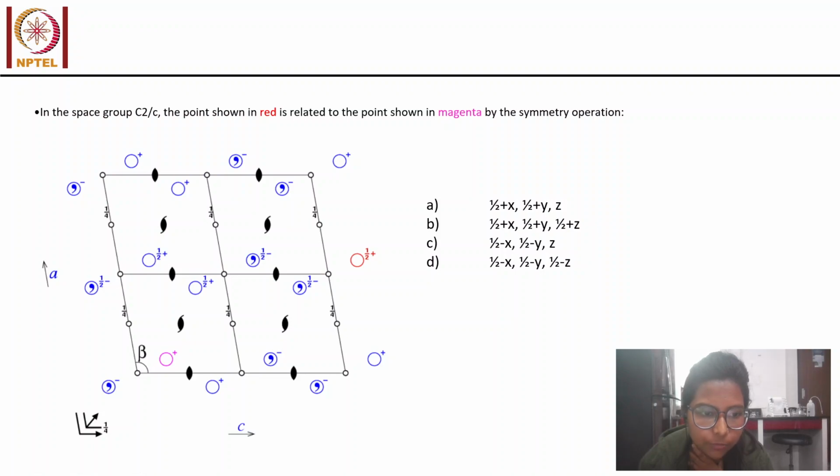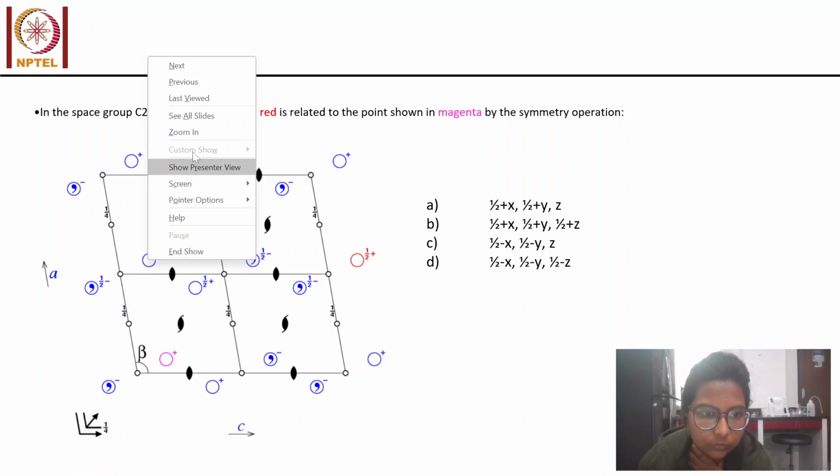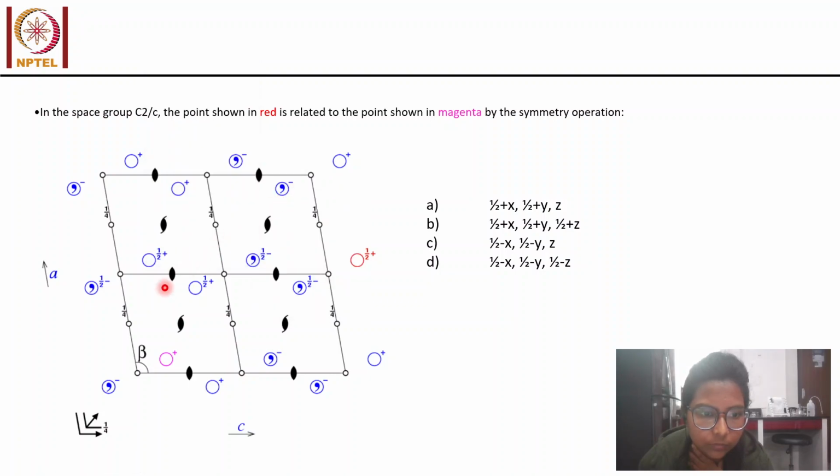Now, how much will we have to go along the z-axis? So we went half along the x-axis. Now, how much do we have to go along the c-axis or z-axis? 1. And then this here is written as half plus. This means it is moving upwards by half.